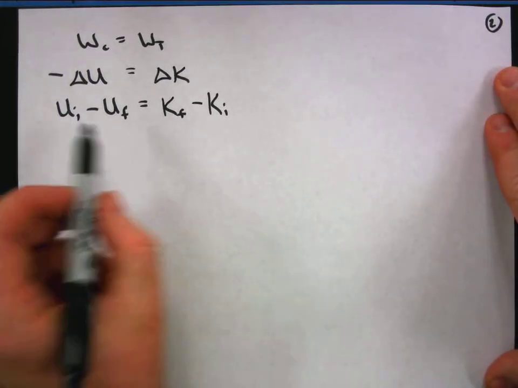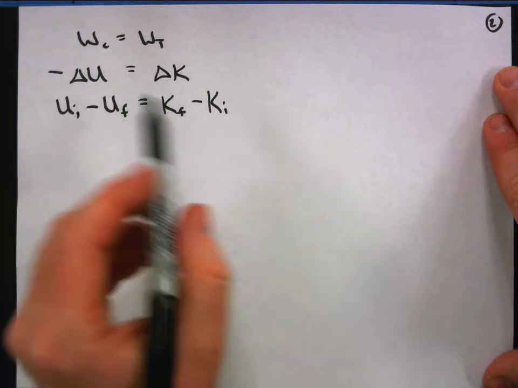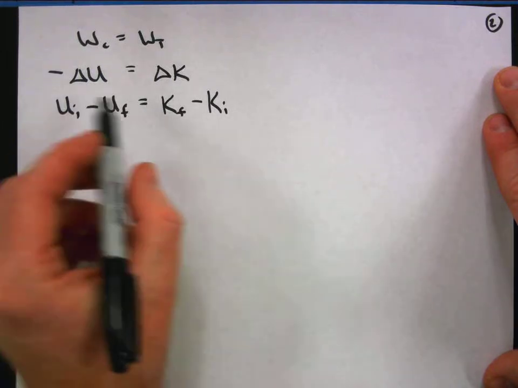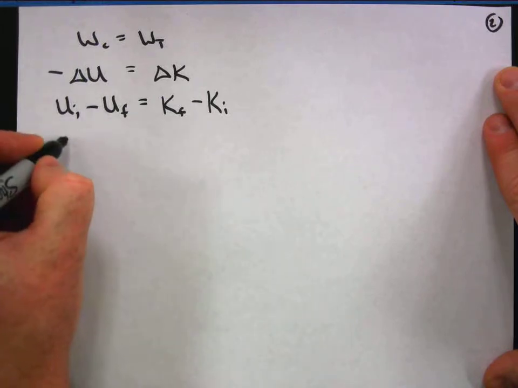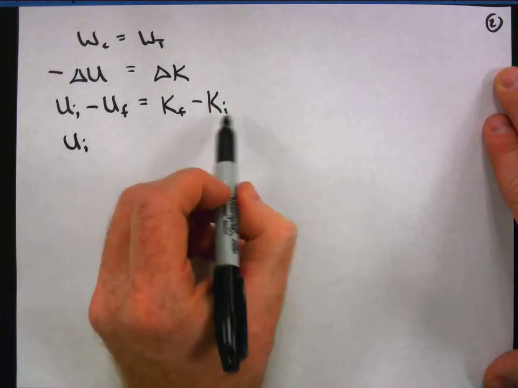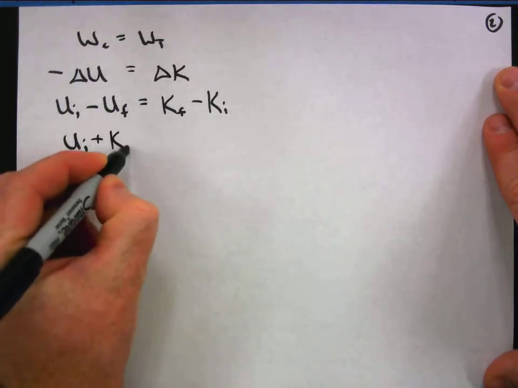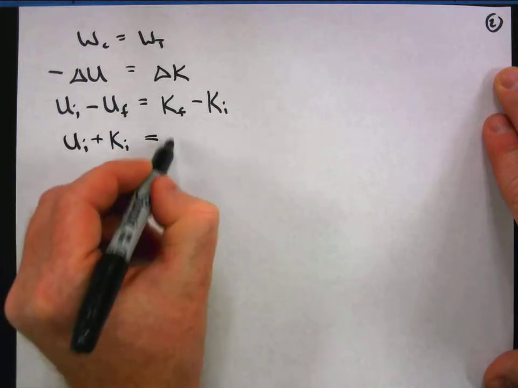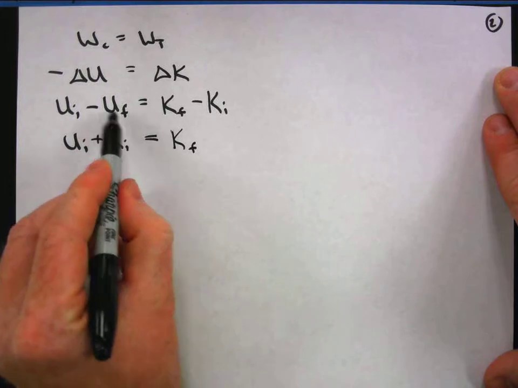We're going to be able to say, all right, if I'm going to account for all of my initial information on one side, there's my initial potential energy, and I'm going to bring my initial kinetic energy over to the side, which means I have to add it. And I have my final kinetic energy. All my final information is going to be over here, and then I'm going to have to add final potential energy to the side.